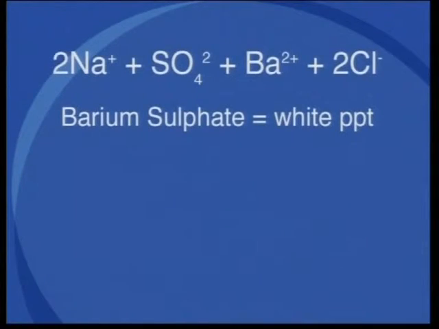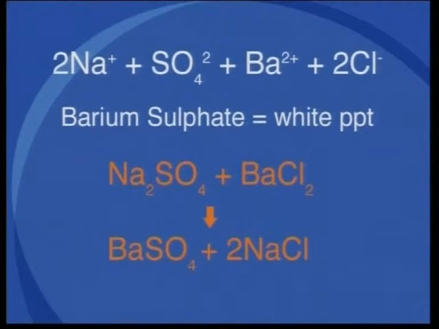To clarify the anion identification tests, let's have a closer look at the chemistry of some of these tests. For the sulphate test, the ions are sodium cations, sulphate anions, barium cations, and chloride anions. Can you see that barium ions will attract sulphate ions to form a white precipitate? So we have an ion exchange reaction. Sodium sulphate plus barium chloride gives us barium sulphate plus sodium chloride.